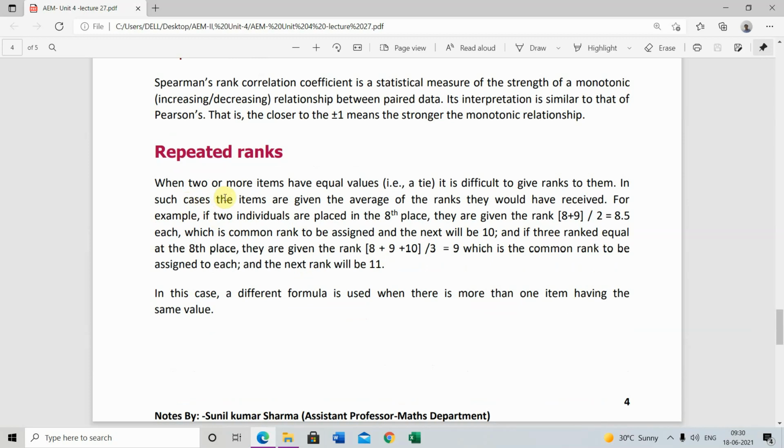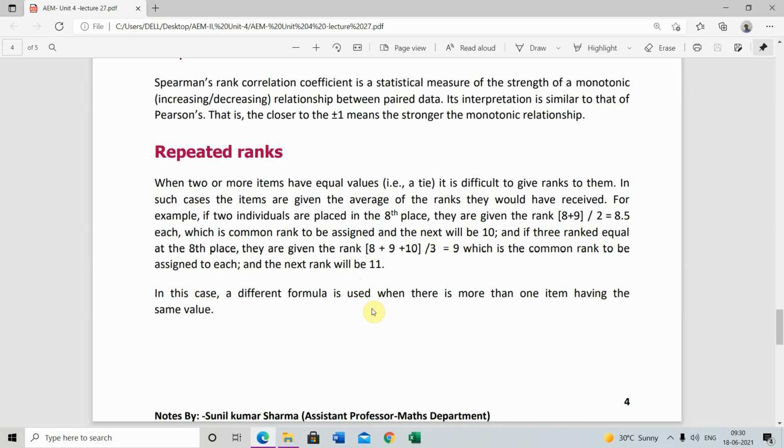Repeated rank. When two or more items have equal value, a tie, it is difficult to give the rank to them. In such cases, the items are given the average of the ranks they would have received. For example, if two individuals are placed in the 8th place, they are given the rank (8 plus 9) upon 2 equals 8.5, which is the common rank to be assigned to each, and the next will be 10. If 3 ranks are equal at the 8th place, they are given rank (8 plus 9 plus 10) upon 3 equals 9, which is the common rank to be assigned to each, and the next rank will be 11.